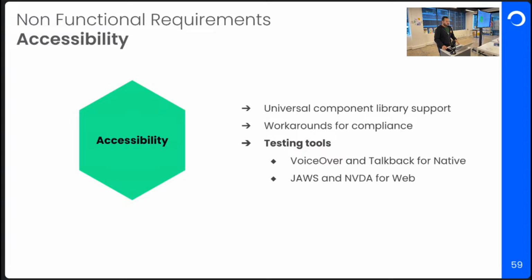Now, for native, you use VoiceOver and TalkBack just to test what's happening. And for web, you have JAWS and NVDA for your accessibility testing. Now, one thing to highlight here is for accessibility, you can opt for choosing a separate view in case your accessibility mode is on for a device, right? So that's what generally people follow.